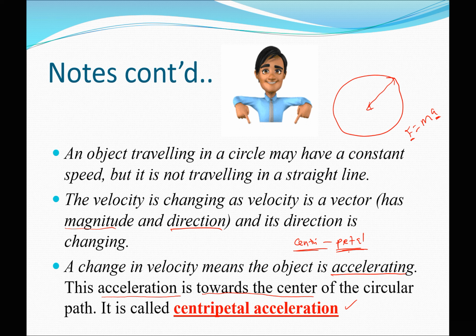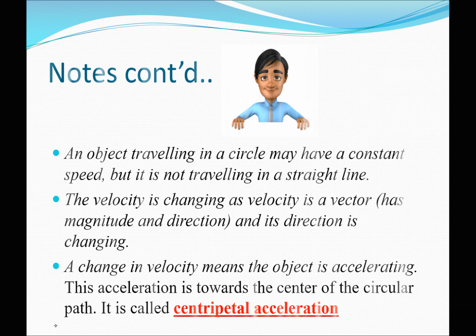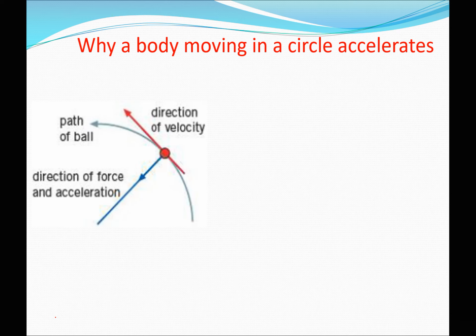Okay, so we now know why a body moving in a circle is considered to be accelerating. Because of the change in direction, the body continues changing direction. Even if it is moving at a constant speed, a change in direction is enough to mean that the velocity has changed, and a change in velocity implies that the body is actually accelerating.